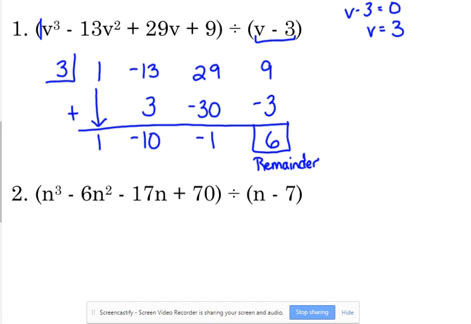Okay, and then to label our answer here, because right now we just have a bunch of random numbers, we reduce the degree by 1. We started with v cubed, so we've got v squared, v, and a constant. So here's how we should write our final answer: v squared minus 10v minus 1 plus our remainder over our divisor, what we divided by.